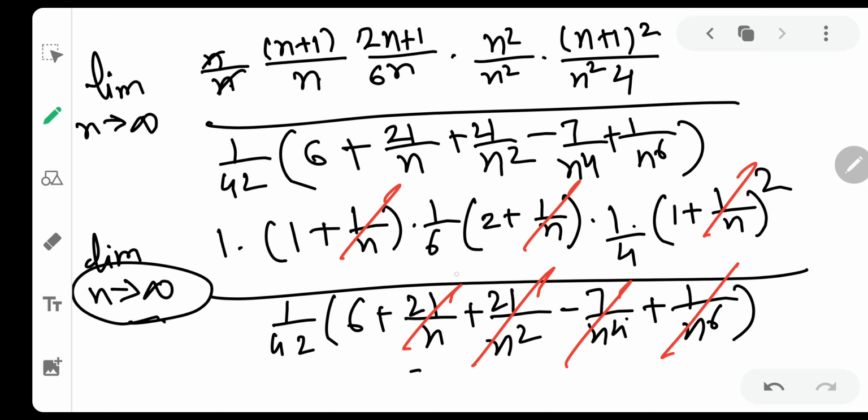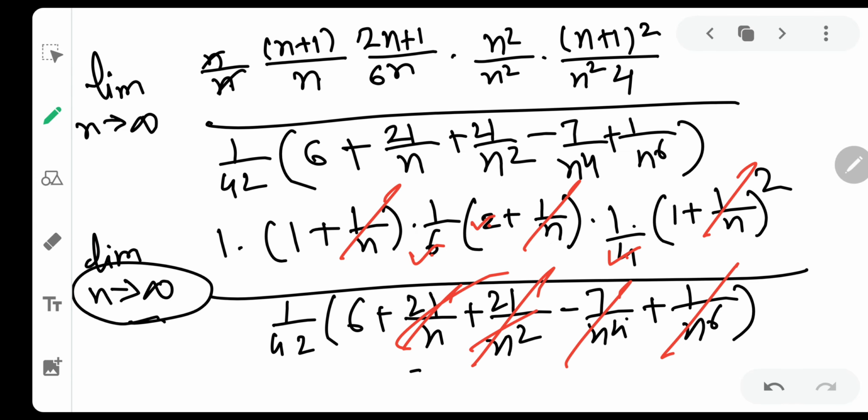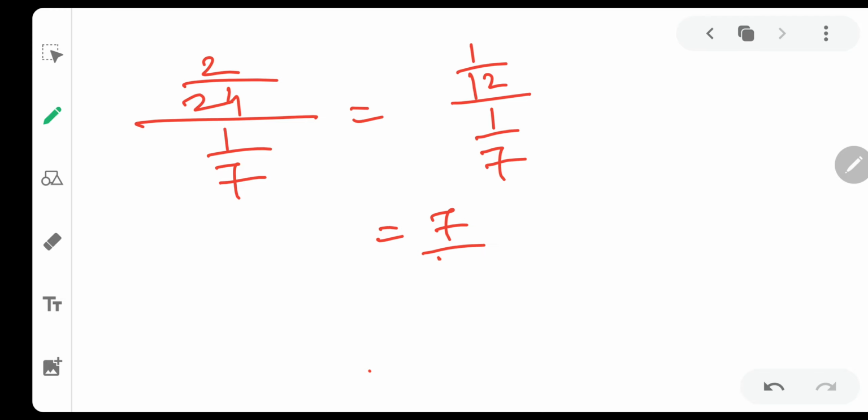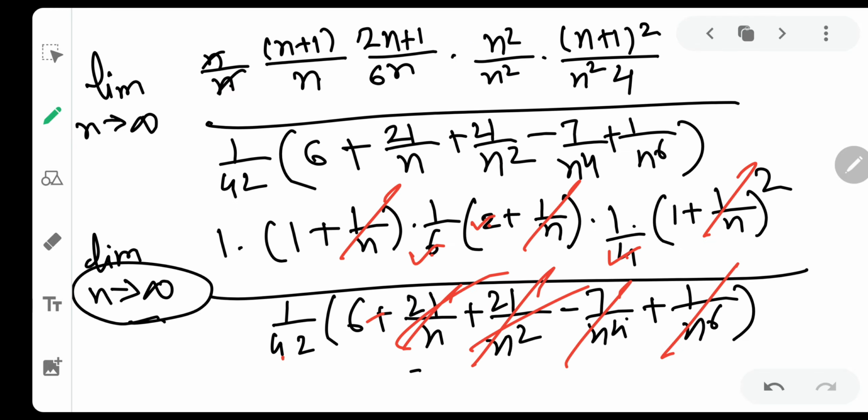Now let us check the numerator. The numerator is 6 into 2 into 4, right? So 2 upon 24 is the numerator. Am I right? Yes, 2, 6 and 4. Let me write down 2 upon 24. And in the denominator all of those terms are 0, leaving 6 by 42, which is 1 by 7. So basically the numerator is 1 by 12, the denominator is 1 by 7. So it will be flipped. 7 by 12 is the final answer.